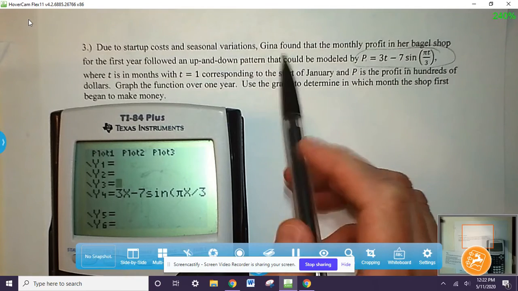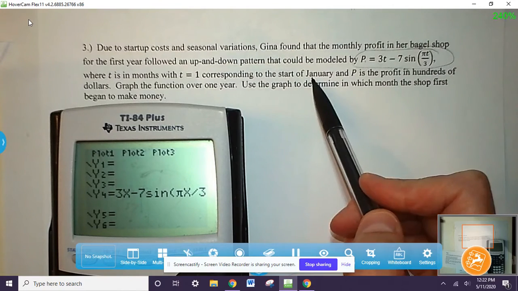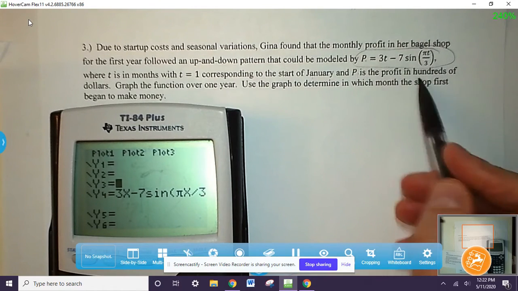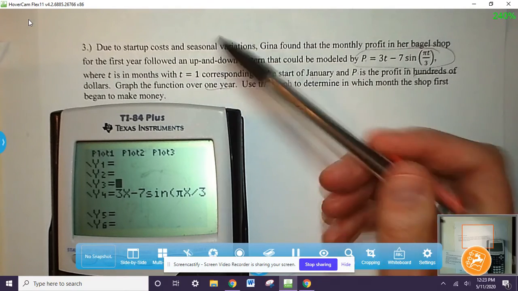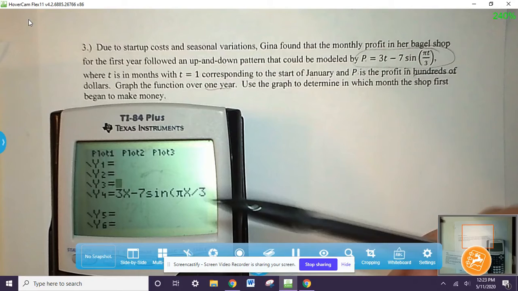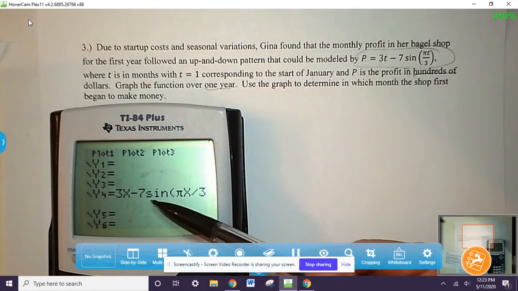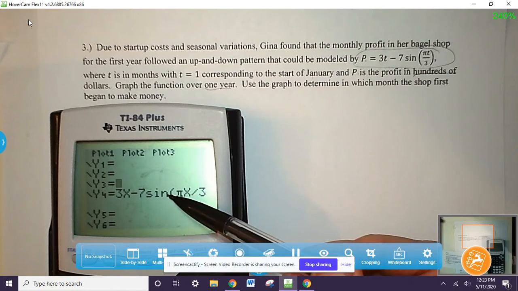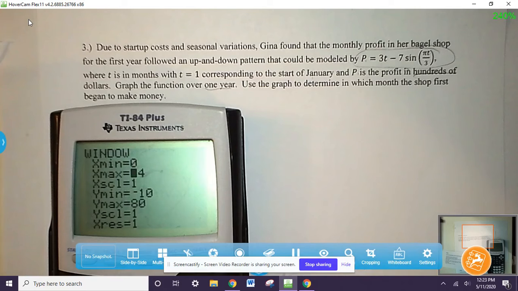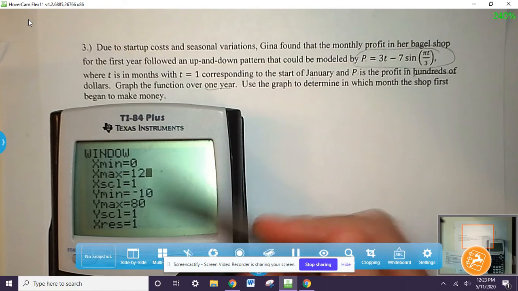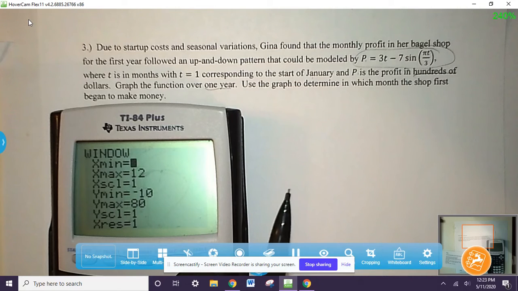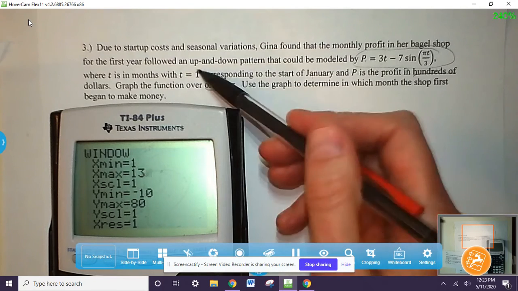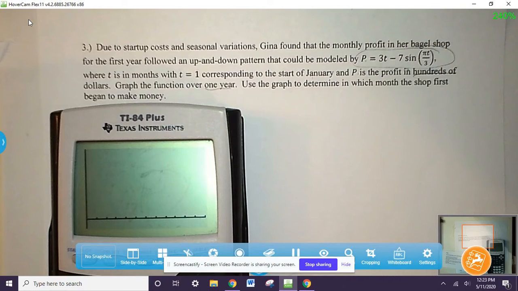We have t equals 1 corresponds to start of January. P is the profit in hundreds of dollars. We're going to graph the function over 1 year. Okay, so if t is in months, I'm going to graph over 1 year. We're going to do this equation, and we're going to go over 1 year. And I'm actually just going to leave the y values the way they are, if that's all right with you. Oh, you know what? Let me make it 1 to 13, since t equals 1 is January. And this will not be a regular sine graph.